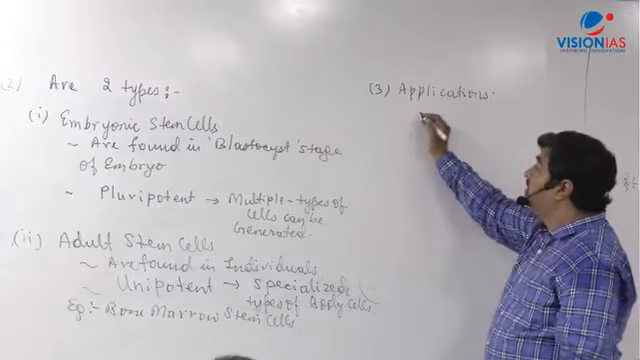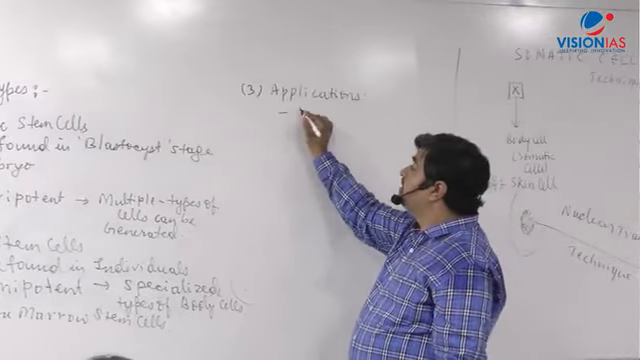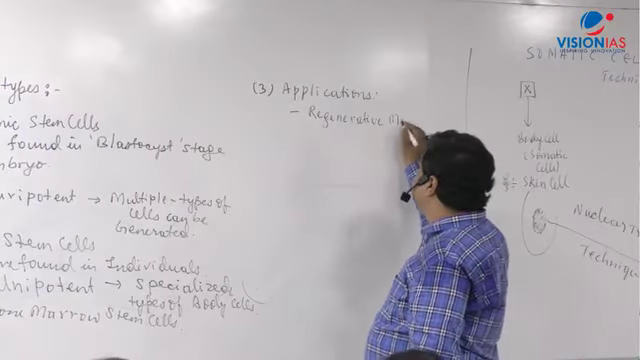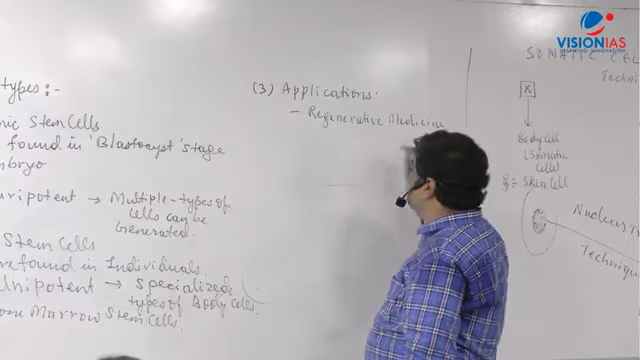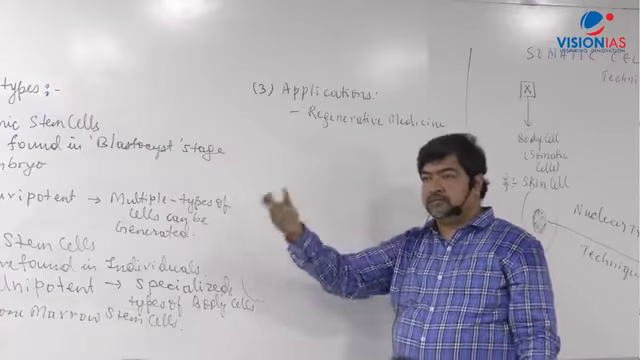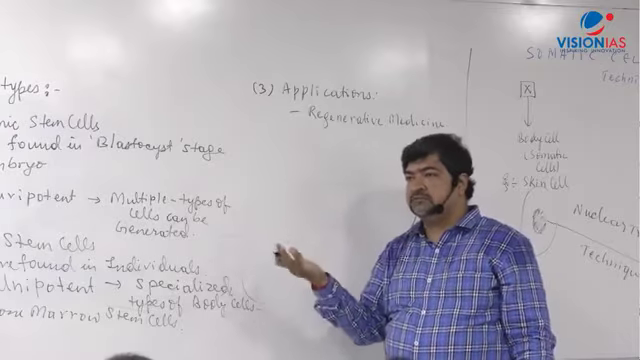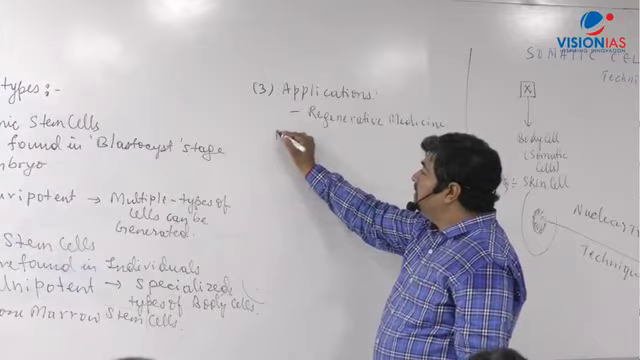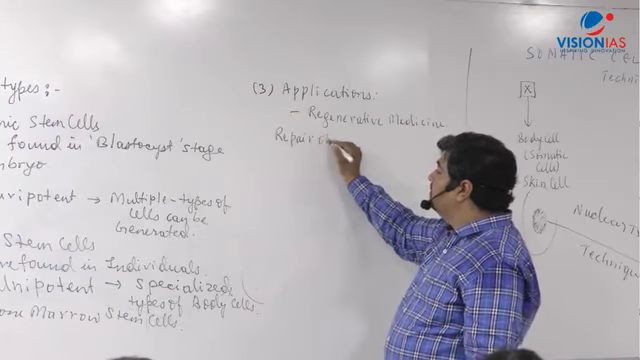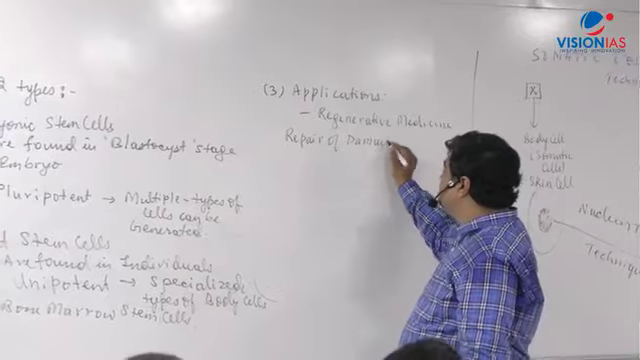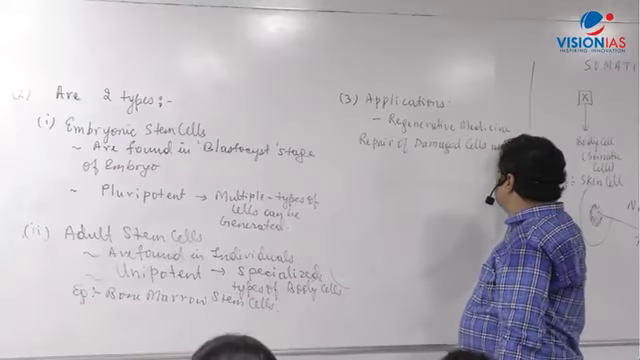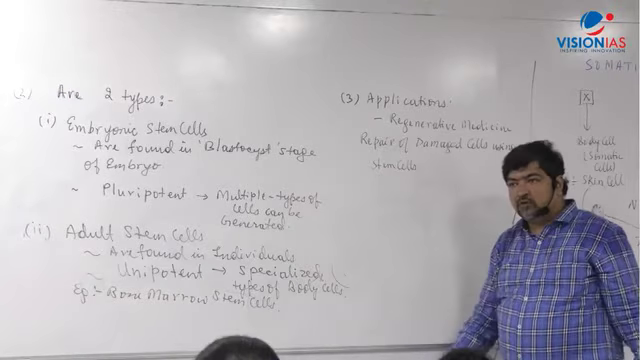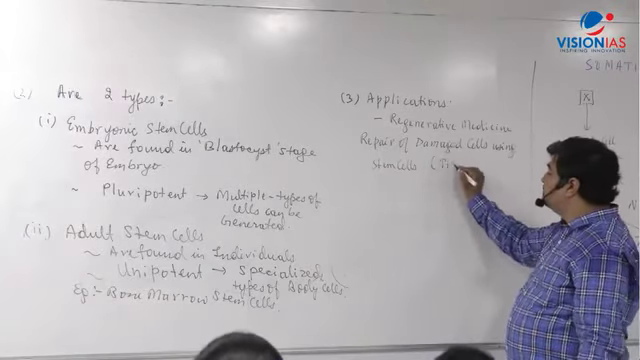The application part here, what I'm writing is called regenerative medicine. This is a branch of medical science. That means we can repair any damaged tissues and cells by the use of stem cells. So that is the repair, what I'm writing here, or repair of damaged cells using stem cells. They are also sometimes called tissue engineering.